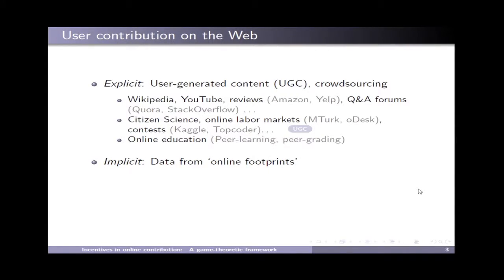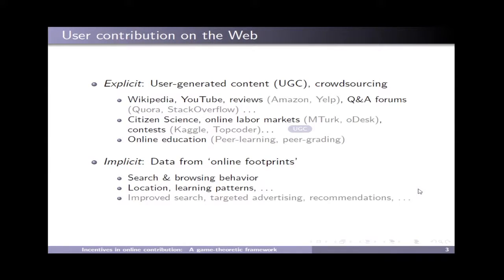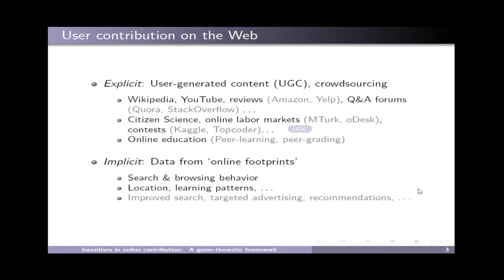There's also implicit contribution where users don't put explicit effort into creating something new, but they do contribute the data from their online footprints, their search and browsing behavior, location, learning patterns, and so on. All of this is contribution as well, even though it might not immediately strike you as contribution, because it leads to improved search, recommendations, and so on. Although we won't get into detail on the second half at all, when I speak about user contribution on the web, I want you to keep in mind both explicit and implicit user contribution.